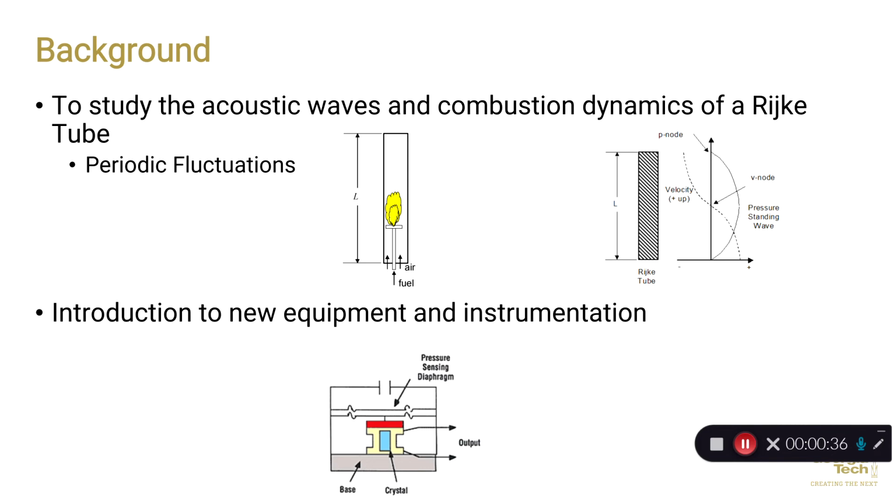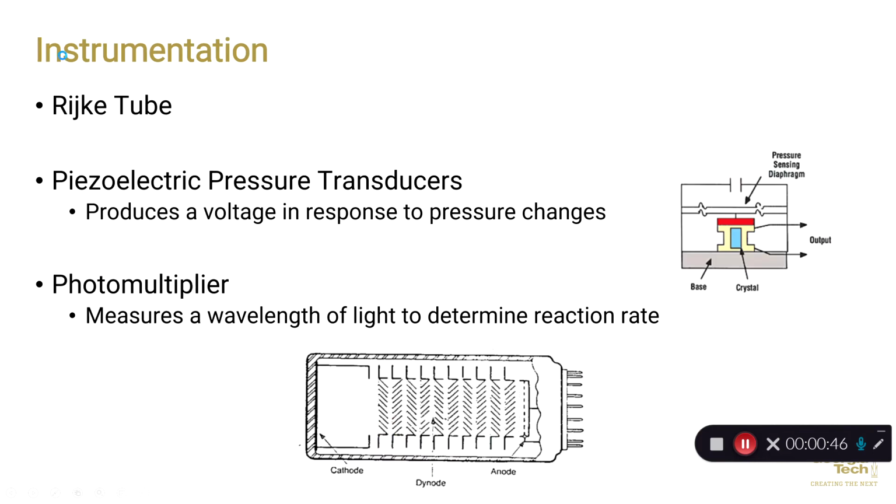During this lab, we were also introduced to new equipment such as a photomultiplier and a piezoelectric pressure transducer. Both of these equipments will be discussed in the following slide. So our main piece of instrumentation was obviously the Rijke tube, which we used in the ESM building.